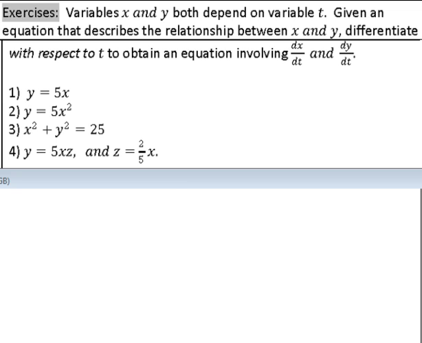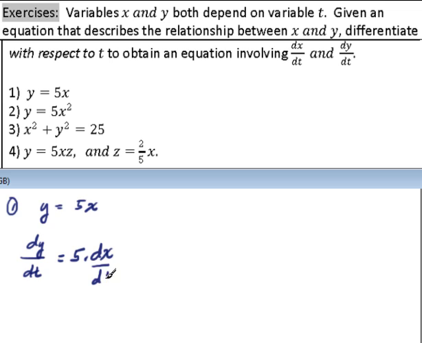In these examples, we just want to practice differentiating with respect to t. So here we have equations with variables x and y, and we want to differentiate both sides with respect to t. Okay, so let's do that. Let's practice. In number 1, we have y is equal to 5x, and on the left we have dy/dt, and on the right 5 times dx/dt.